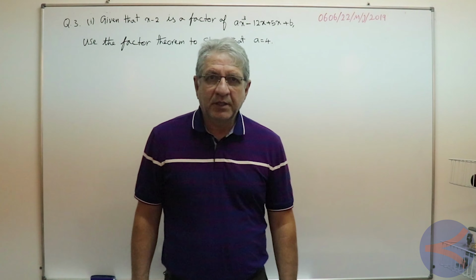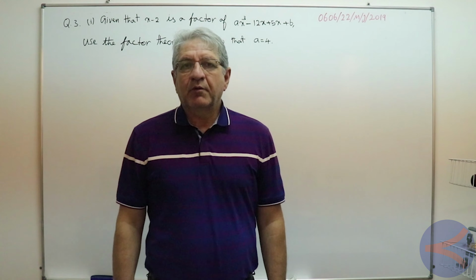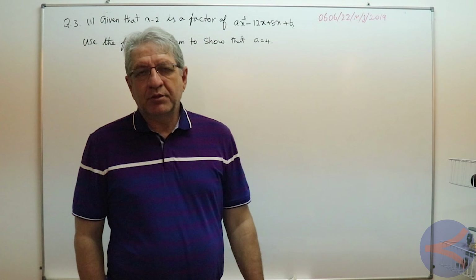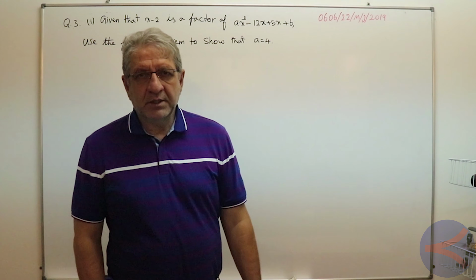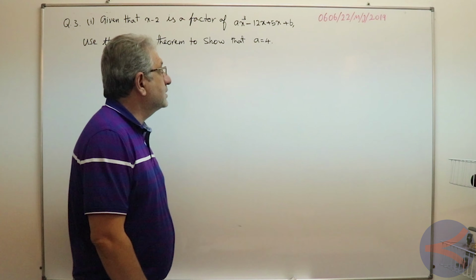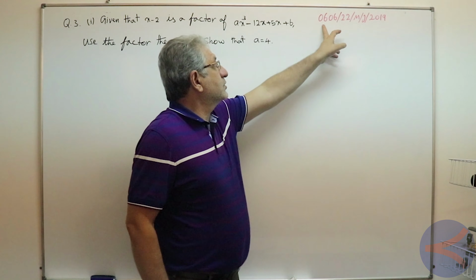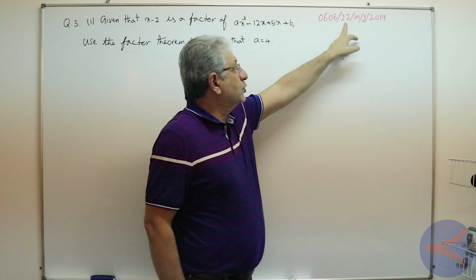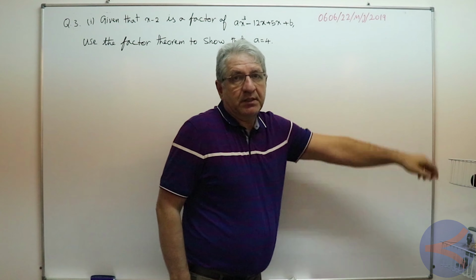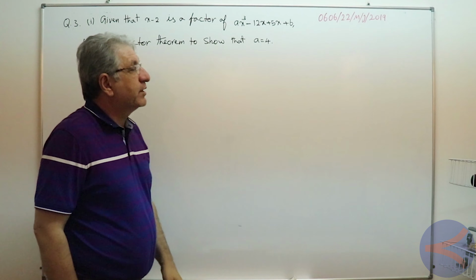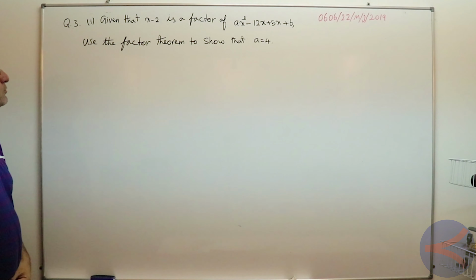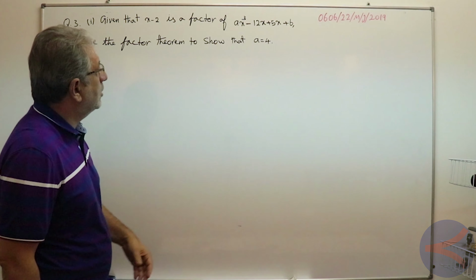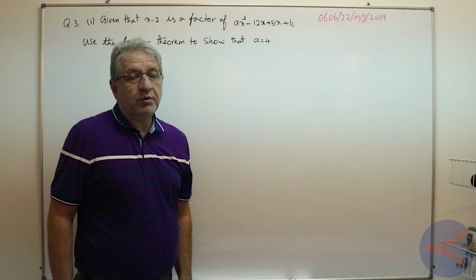Hello, I'm Kaini. We are going to do another question from the IGCSE Additional Maths paper. This is paper 0606/22, May-June 2019, paper 2, variant 2. This is question number 3. Question number 3 is about factorization of a cubic equation.